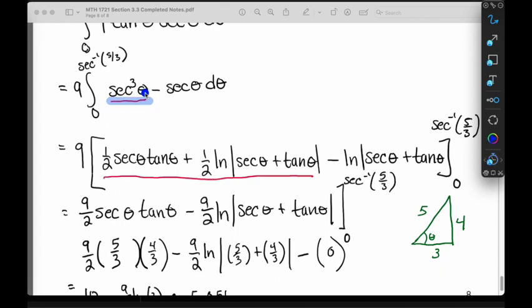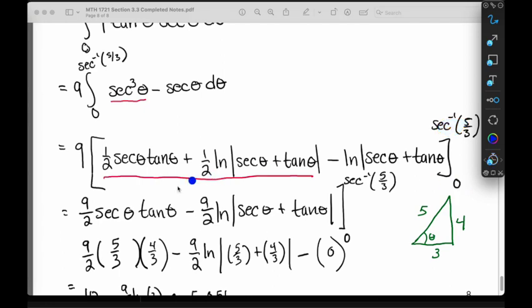This secant to the third theta, we figured that out already a couple times, what that's equivalent to when I integrate. So that's this here highlighted in pink. We've already figured out that formula. So I integrated secant to the third to get this right here. Secant theta, I can integrate that directly using one of our integration rules. So that's minus the natural log of secant theta plus tan theta. And I have to bring down the 9, and I have to evaluate this all over the interval from 0 to inverse secant of 5/3. So here's my limit. So I still need to evaluate that.